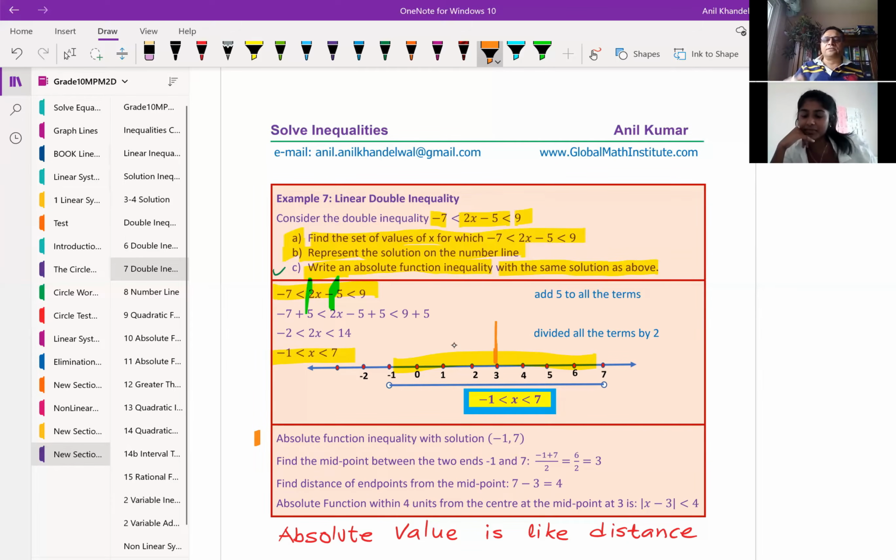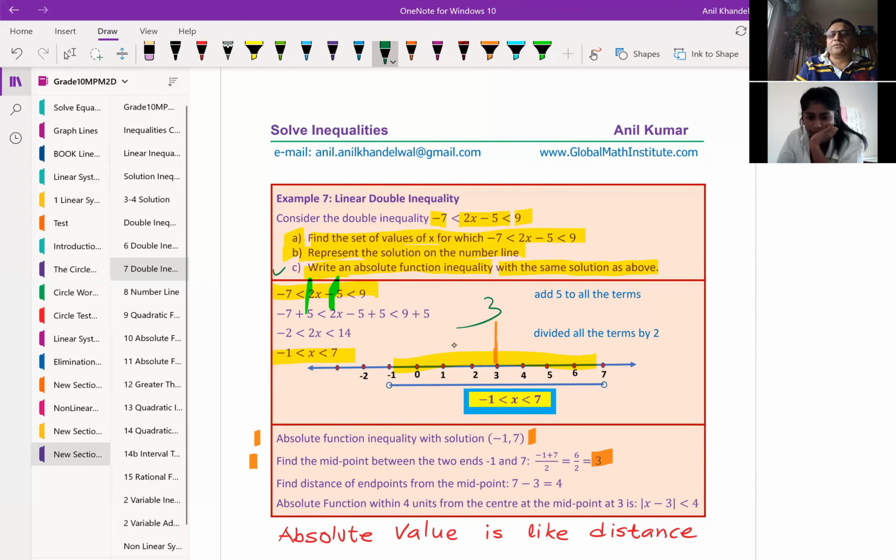So the idea here is to find the center value. That is our first step. Once you are given the boundary, it has been defined as -1 and 7. The next step is find the midpoint. Add them, divide by 2. Once you add them and divide by 2, you get a critical value, which is 3, right?